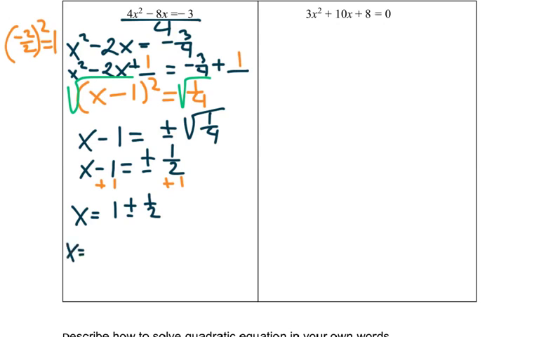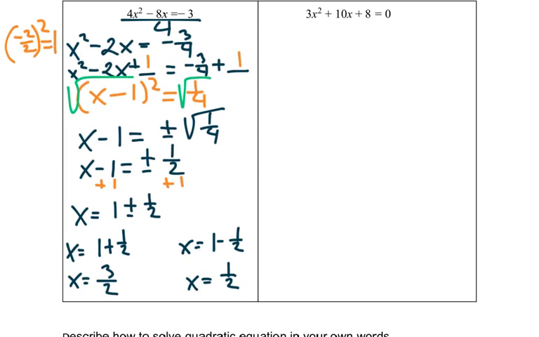So I'm going to add 1 plus 1/2, or we're going to do 1 minus a half. In the first case, we get 1 and 1/2 is 1.5, or 3/2. And in the second case, 1 minus a half is a half.